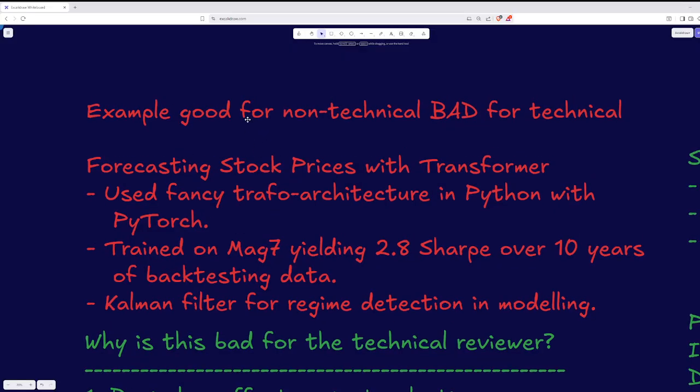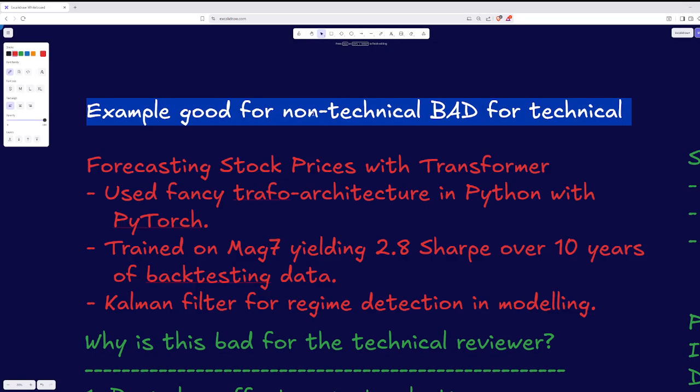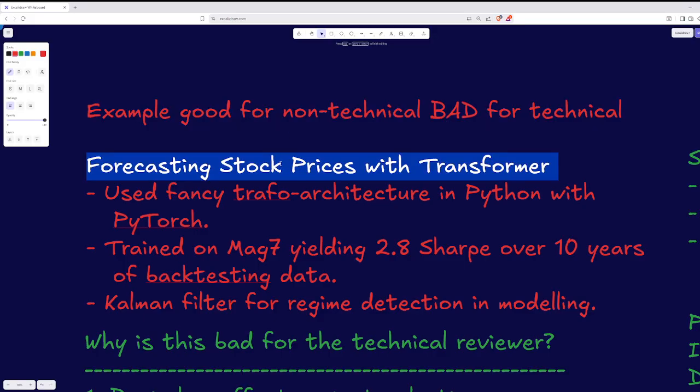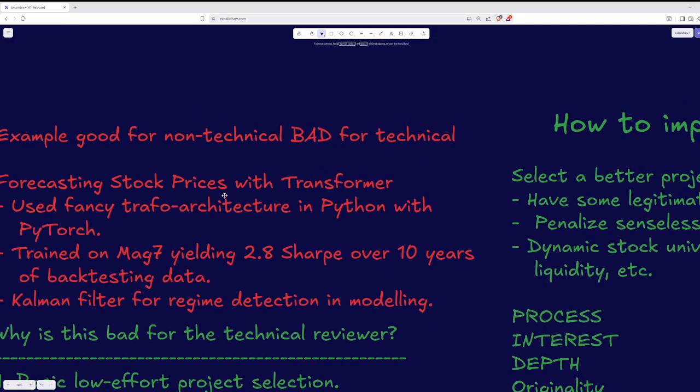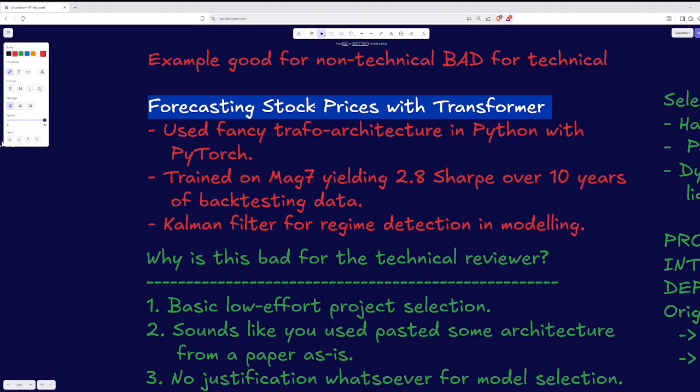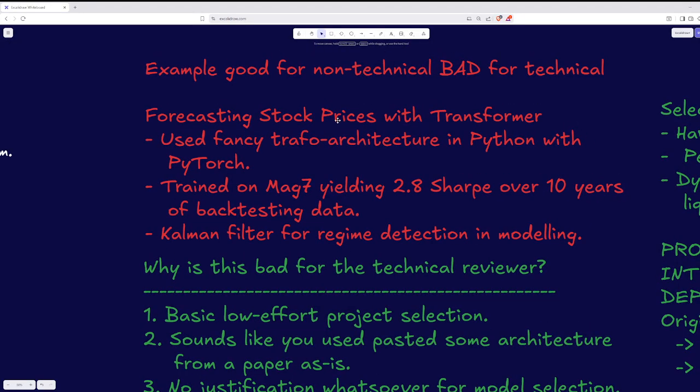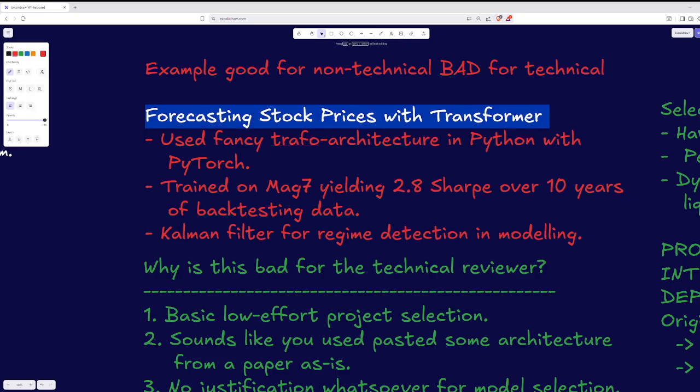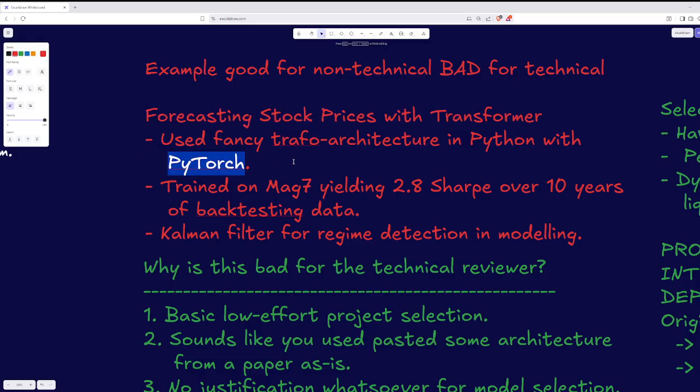This is an example that I think is good for a non-technical review stage, but bad for the technical review stage. So let's say you've done forecasting stock prices, right? Everyone does this and it's an immediate eye roll, I think. But maybe someone who is non-technical sees this and thinks it's a fun project idea. Maybe you've used some fancy transformer architecture that you found in a paper and you have PyTorch in there. So you're hitting the buzzwords, transformers, LLMs, everything that sounds buzzwordy.